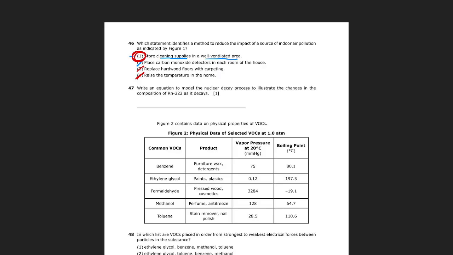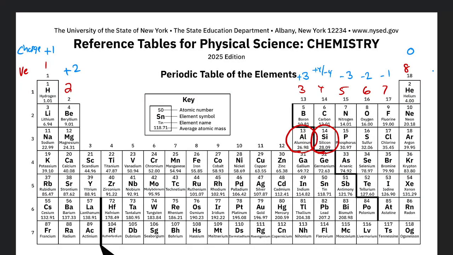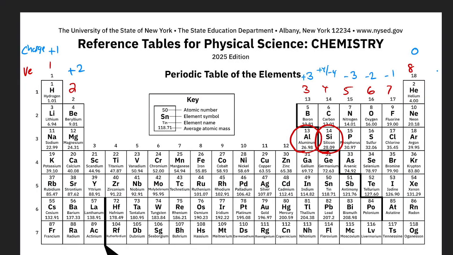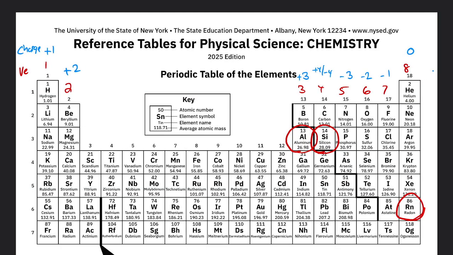Question 47 says, write an equation to model the nuclear decay process to illustrate the changes in the composition of Rn-222 as it decays. I'm going to start by writing the isotopic notation for Rn-222. The 222 is the mass number, which can go on top. We can write the symbol, and then let's go to our reference table to figure out the atomic number for Rn. If we look, Rn is radon, and the atomic number is 86.